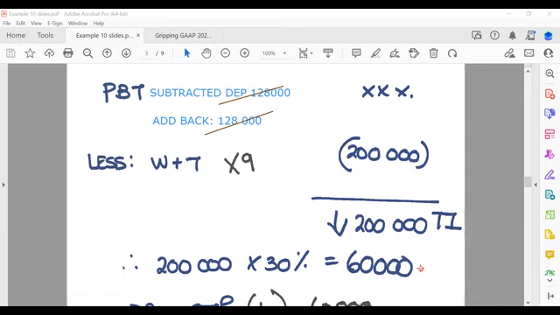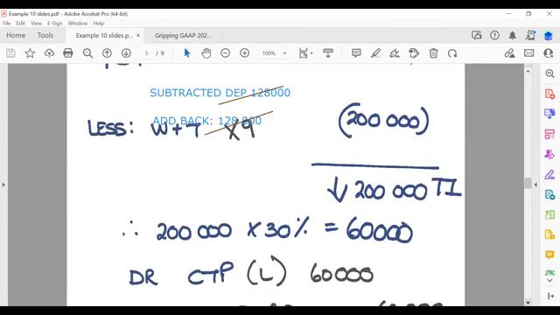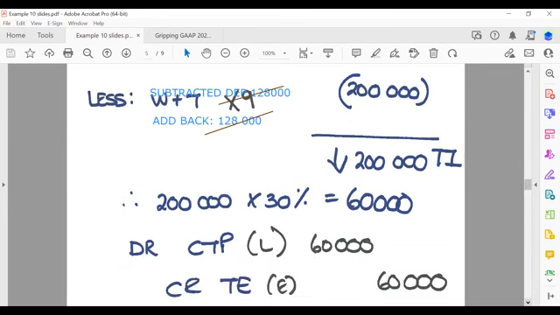We are debiting our current tax payable. Why do we debit our current tax payable liability? Because we're now claiming wear and tear that we never claimed before. It has the effect of reducing our taxable income. If we reduce our taxable income, it means we owe less tax, which means that we can reduce our liability. So we will debit current tax payable and we will credit tax expense.